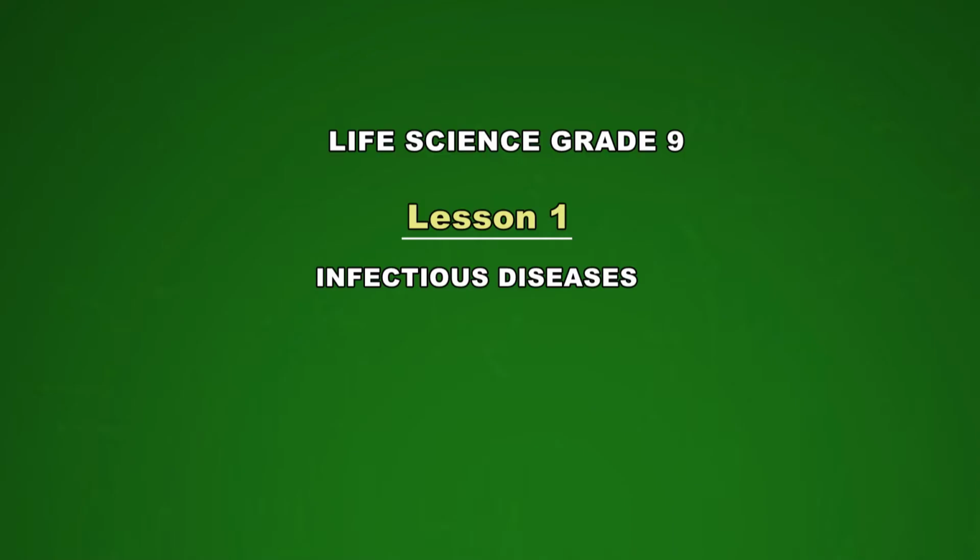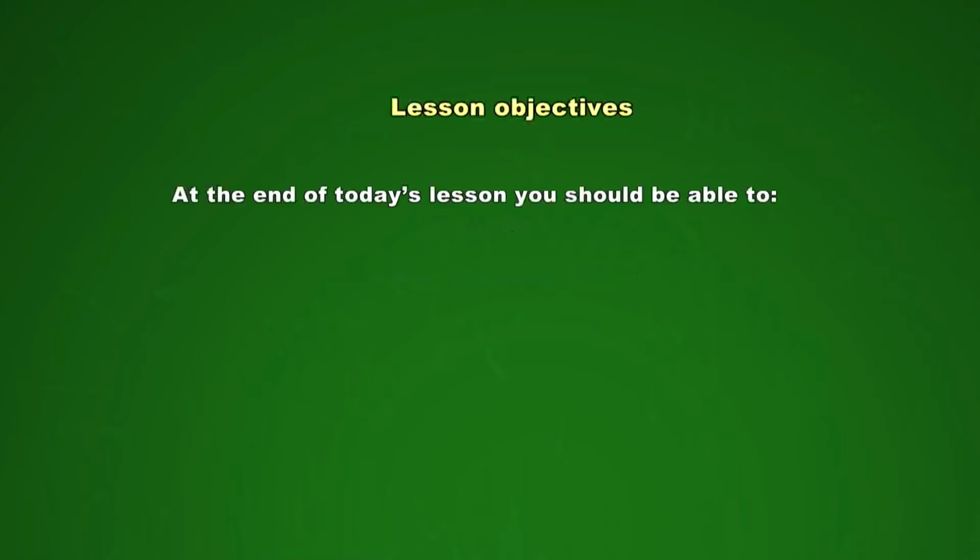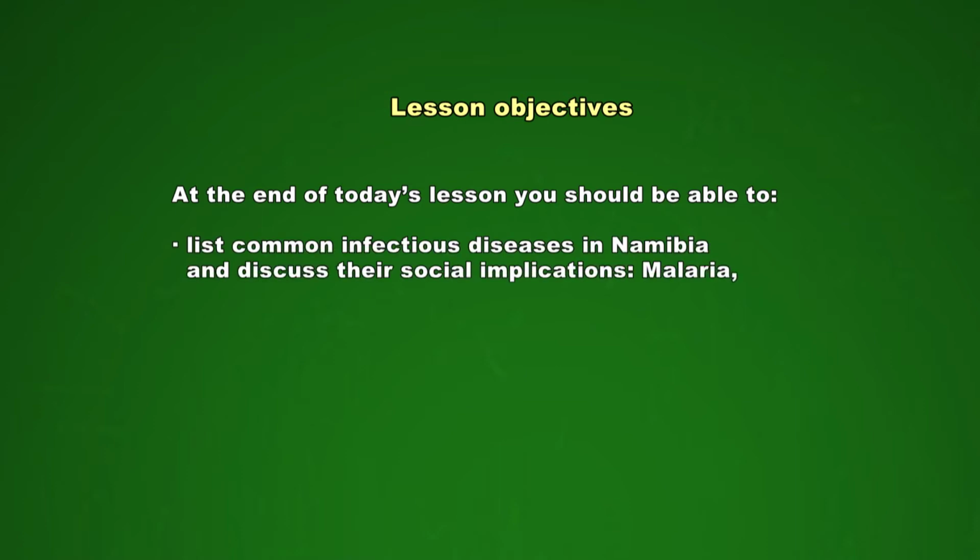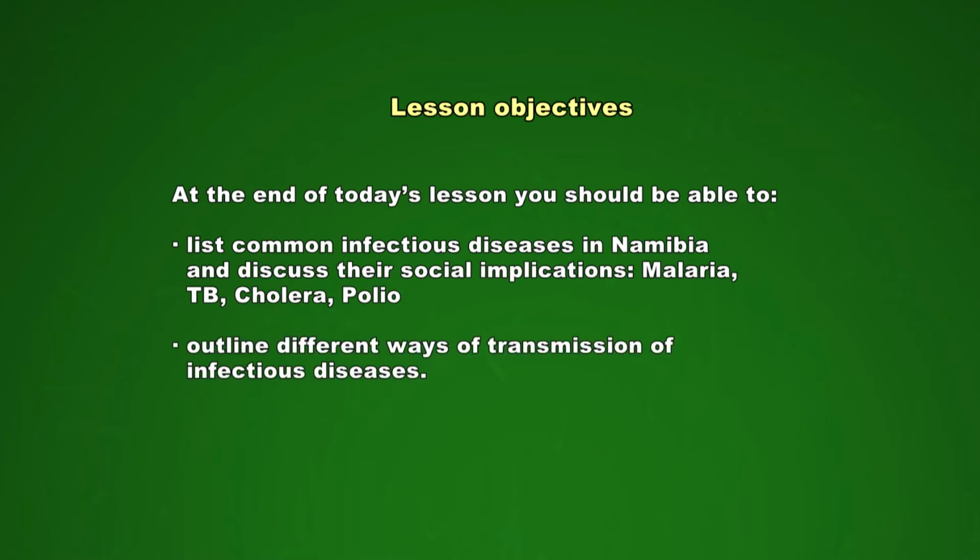Today's topic will be infectious diseases. Today's learning objectives: learners should be able to list common infectious diseases in Namibia and discuss their social implications, such as malaria, TB, cholera, polio. Outline different ways of transmission of infectious diseases.